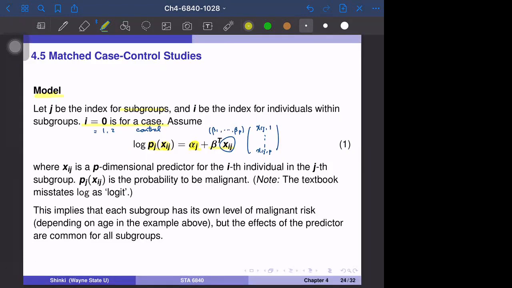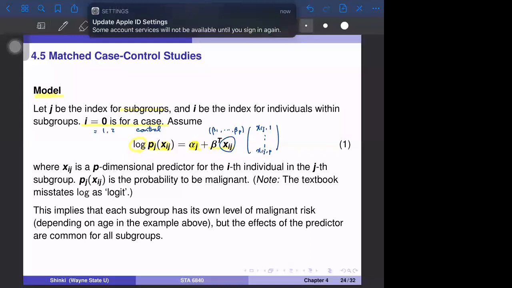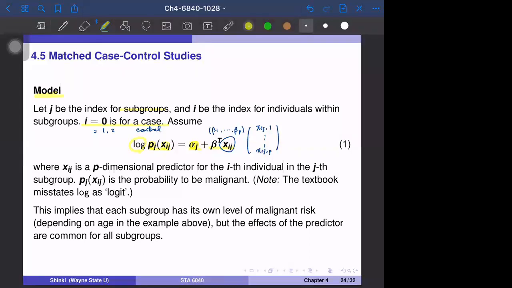Yeah, in the textbook, this logarithm was stated as the logit, but that is not correct. So this is a different model from the logistic regression model, with a slightly different specification.